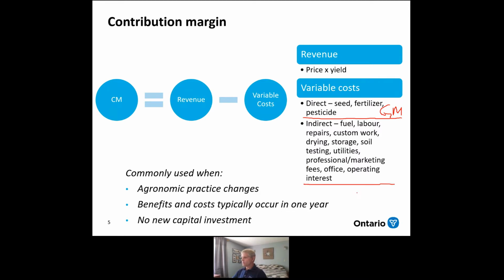Then the contribution margin factors in these indirect costs that may not be directly attributable to a crop like seed is to corn. Fuel, you'll have to do some kind of an allocation scheme to get fuel on a corn level or a soybean level, depending on the research that you're doing. But these are the variable costs that do vary with the level of production, and that comes up with the contribution margin.